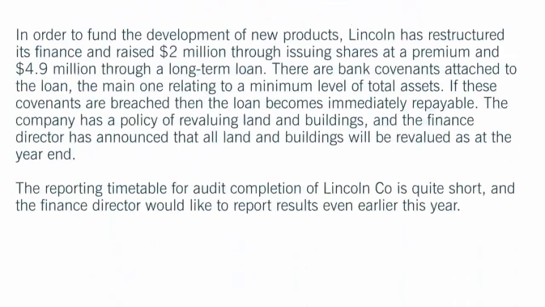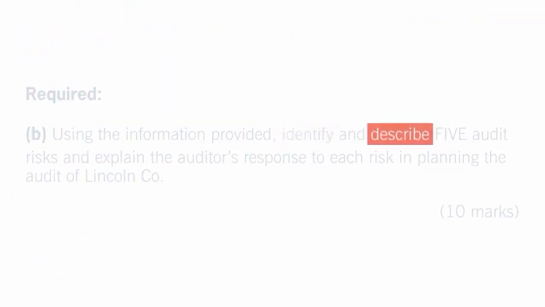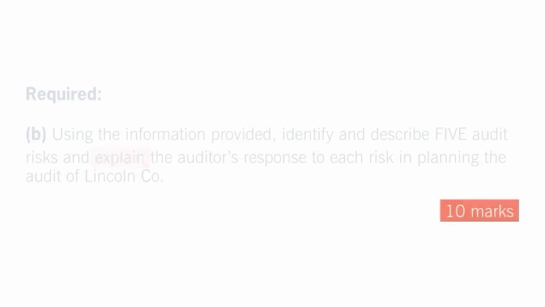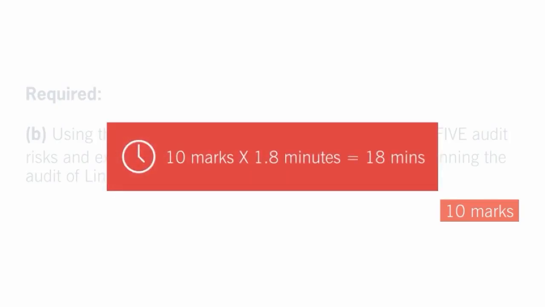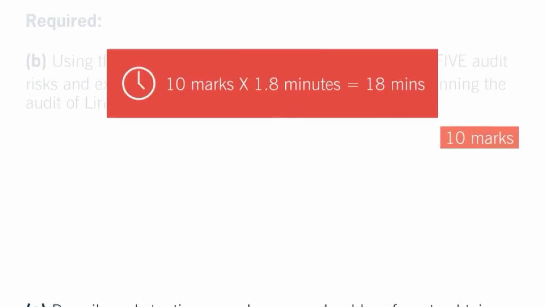In B, we are asked to identify, describe, and explain. We look at the number of marks available, which we can see is 10, and calculate the amount of time we should be spending by multiplying the number of marks by 1.8, giving us a total of 18 minutes to complete this part of the question.